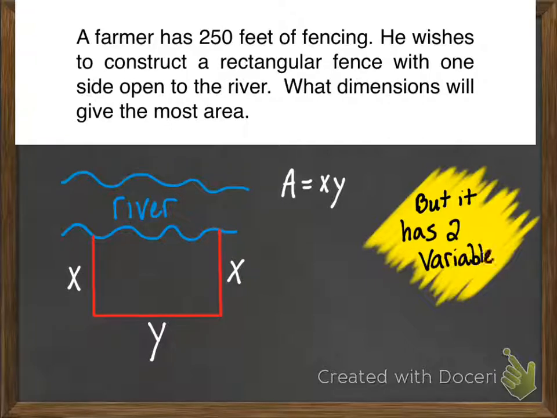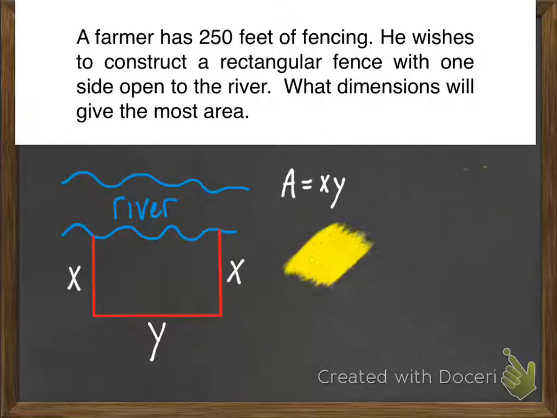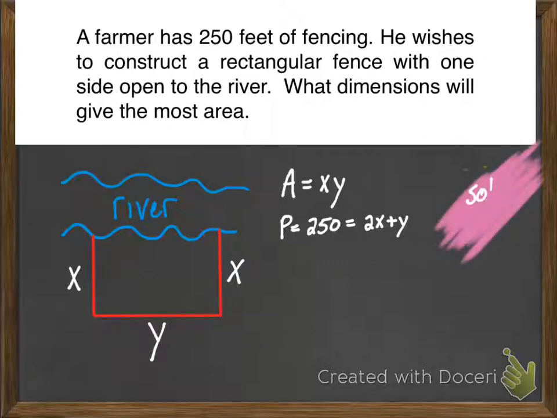But as we look at this equation, we say, well, it has two variables, both an X and a Y. And so, well, we really don't want that. We need to have just one variable. So as we read through our problem, we know that the perimeter is 250 feet. And so we can relate X and Y by the perimeter. 2X plus Y would be equal to 250. That gives us an equation relating X and Y. And now we can solve that equation for one of the variables. And we do just that.